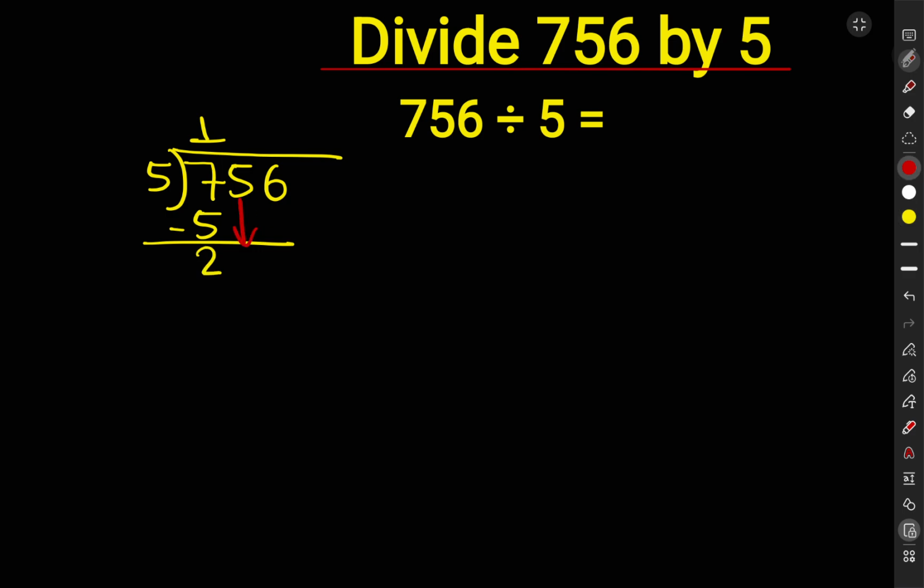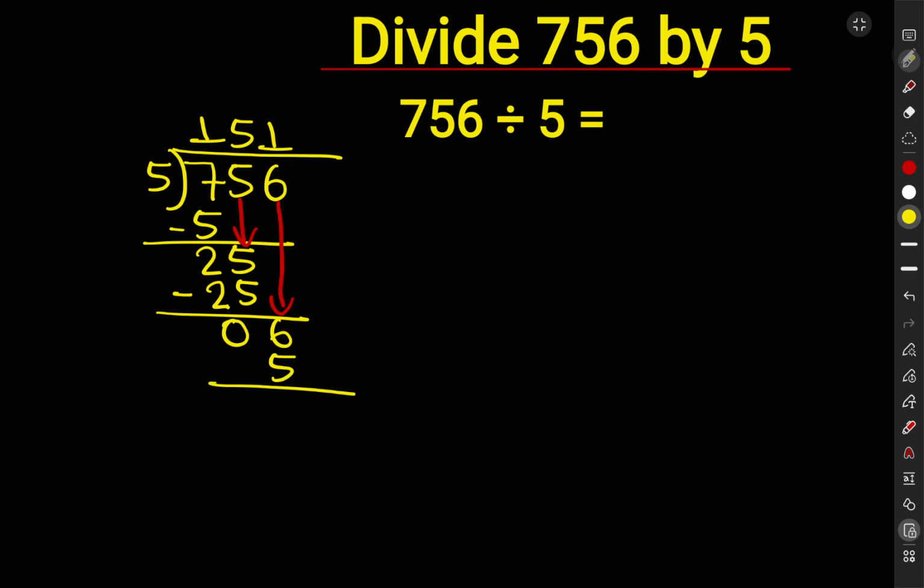So now we put down this 5 and it is 25. 5 times 5 is 25. On subtracting we get 0. So again we put down the 6 and 5 times 1 is 5. On subtracting we get 1.